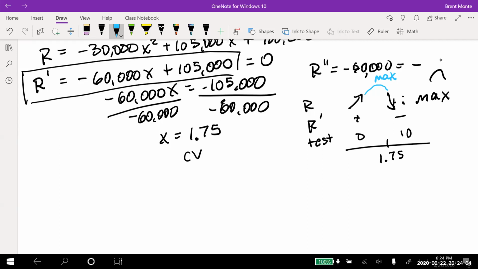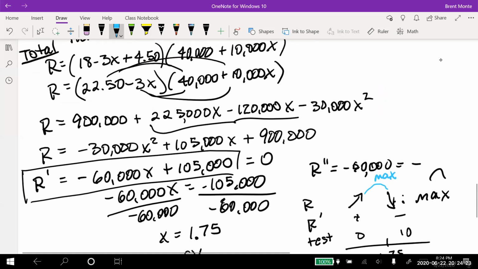So I can either do the second derivative test or the first derivative test, but I have to do one of them to show that it in fact is a maximum there. It could be just an inflection point, or it could be a minimum, I don't know. So I check. Okay, so I've got that. So I've got X is 1.75.